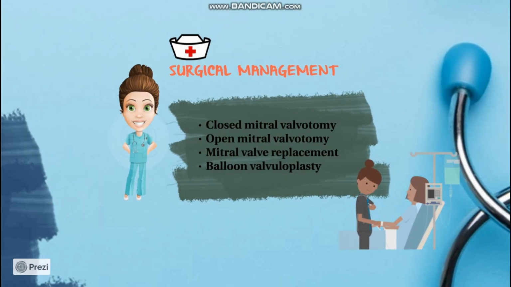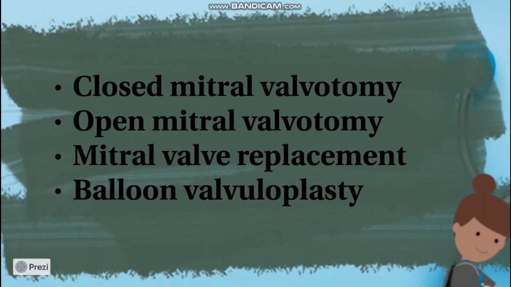The surgical managements for mitral valve stenosis are the following. First, the closed mitral valvotomy. It is the introduction of the dilator through the mitral valve to split its commissures. Open mitral valvotomy. The direct incision of the commissures. Mitral valve replacement. If the mitral valve cannot be repaired, surgeons may perform mitral valve replacement. In this procedure, the surgeon removes the damaged valve and replaces it with a mechanical valve or a valve made from cow, pig, or human heart tissue.